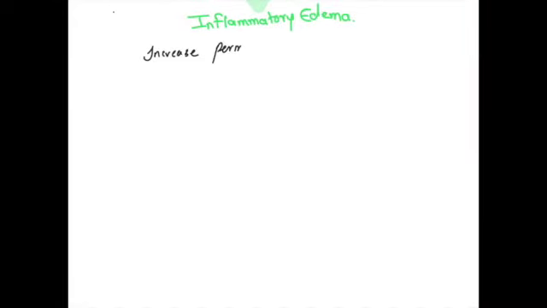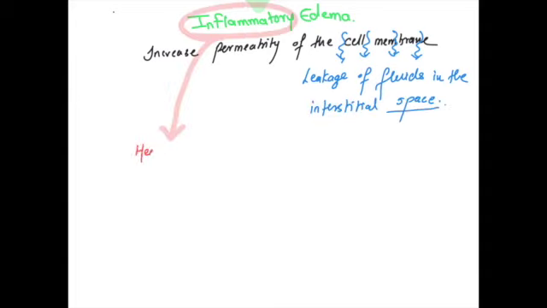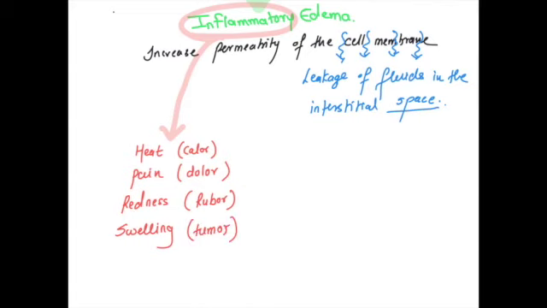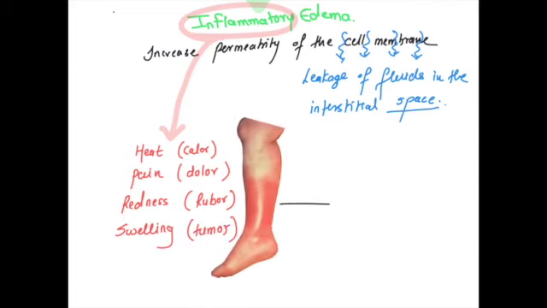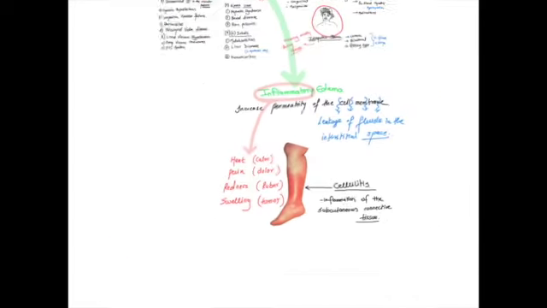Inflammatory edema is due to the increased permeability of the blood vessels, which causes intravascular fluid to seep outside into the interstitial space. Being inflammatory in nature, it will show the four primary components of inflammation: heat, which is calor; pain, which is dolor; redness, which is rubor; and swelling, which is tumor, as seen in the image. Such a state can lead to cellulitis, a condition where there is inflammation of the subcutaneous connective tissue.